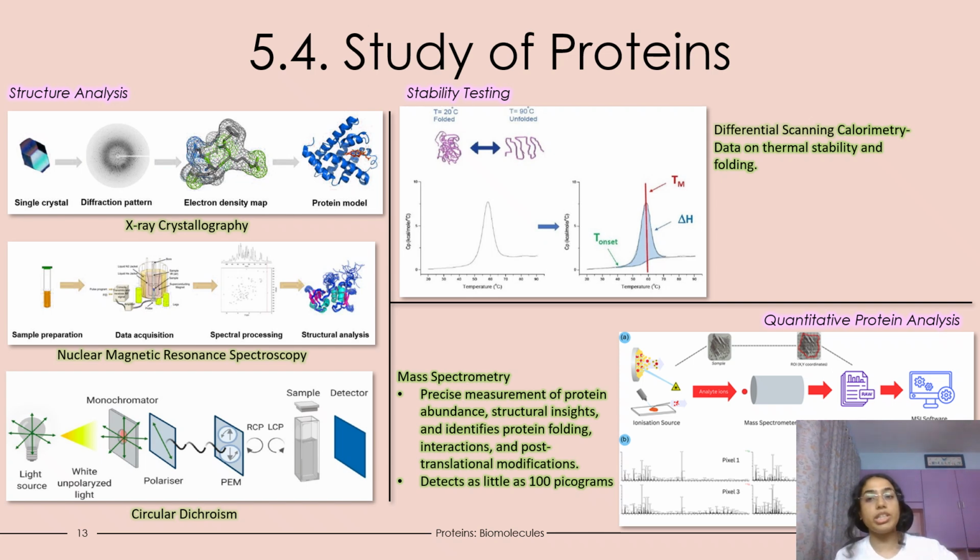For stability testing, we use differential scanning calorimetry, which gives data on thermal stability and folding, a technique that measures the heat exchange associated with protein unfolding. Mass spectrometry is a precise measurement of protein abundance, structural insights, and identifies protein folding, interactions, and post-translational modification. It detects as little as 100 picograms. A mass spectrometer determines the mass of a molecule by measuring its mass to charge ratio. Steps include ionization of molecules, mass analysis, detection of ions and their signals, and data interpretation by comparing to standards and databases.